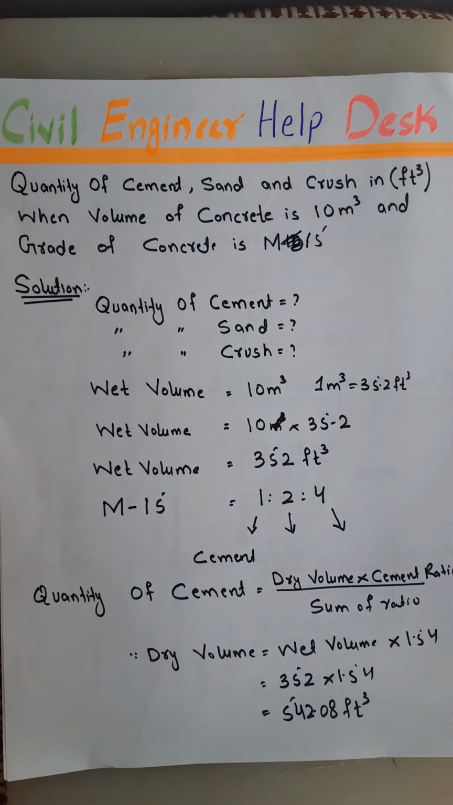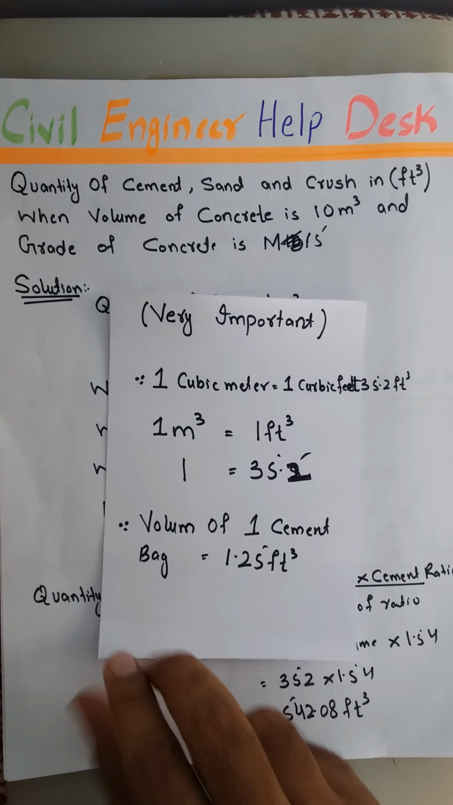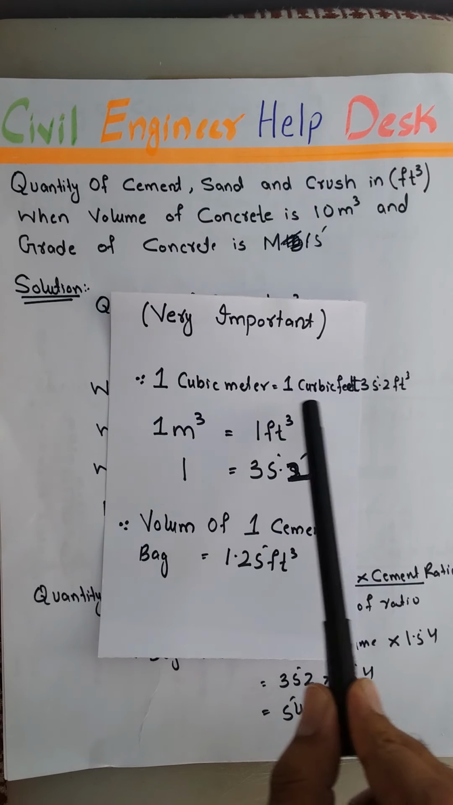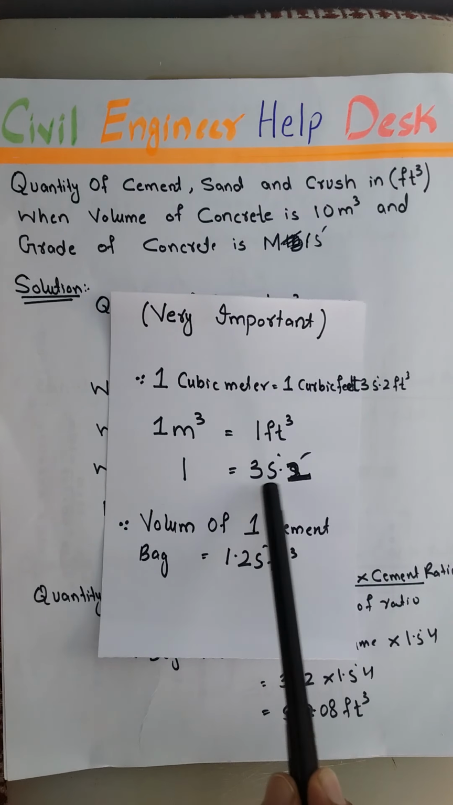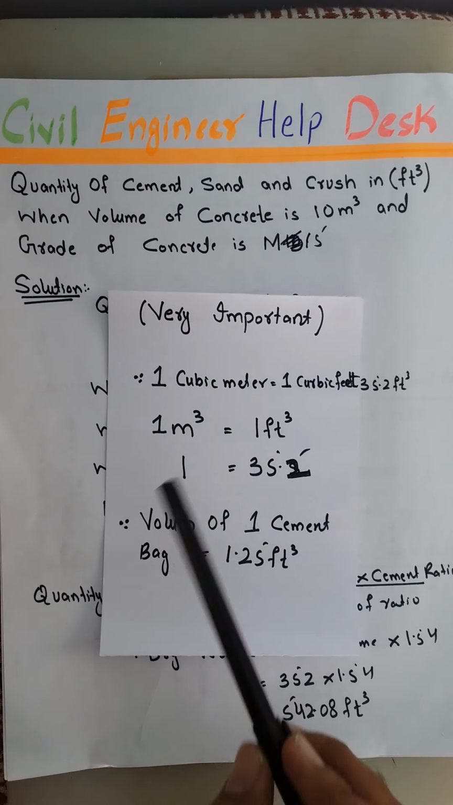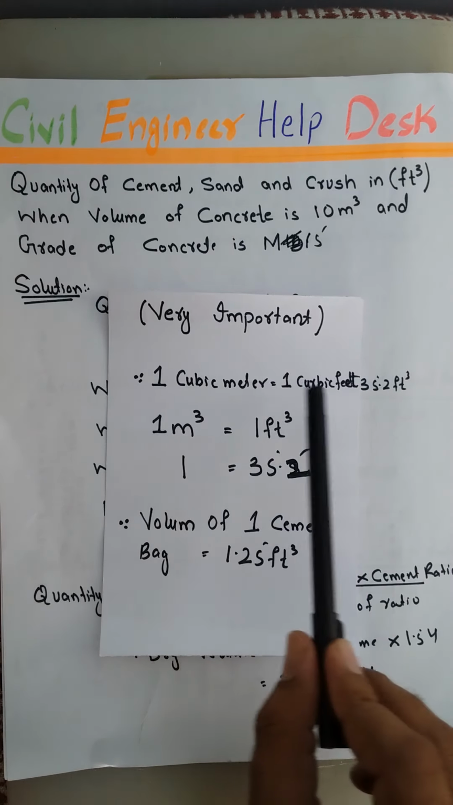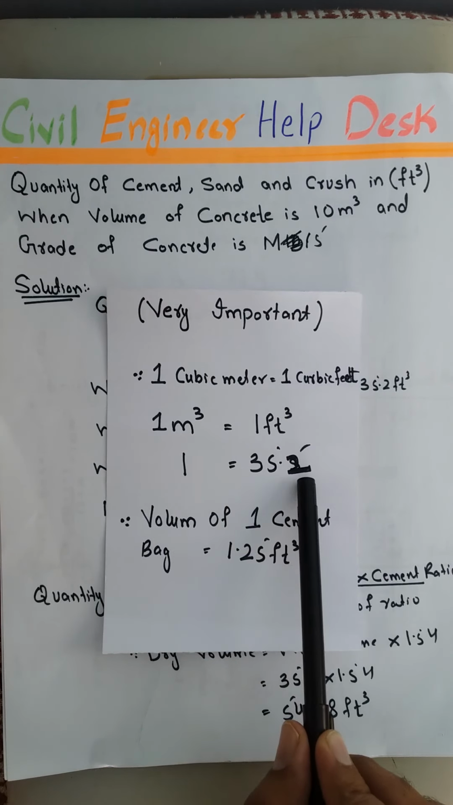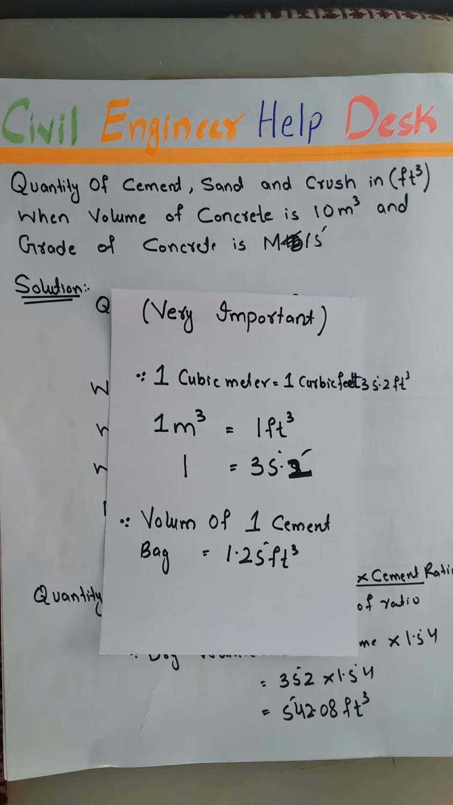So first of all, we must know these two things. One cubic meter is equal to 35.2 cubic feet. It is a conversion factor between cubic meter and cubic feet. It is very important. It will be very helpful in your entire career.